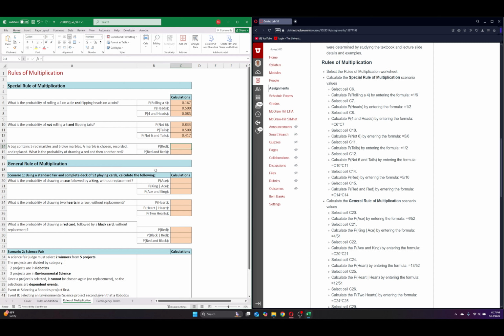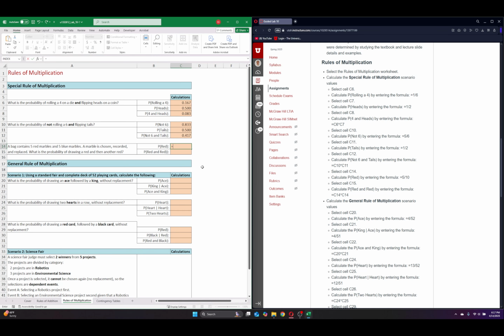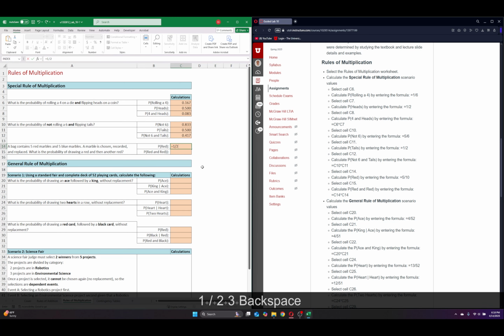Okay. Now we're going to do grabbing a red marble from a bag with replacement. So we have a total of 10 balls: 5 red marbles and 5 blue marbles. So the probability of grabbing a red marble at first is going to be 5/10, which we could just simplify down to 1/2.